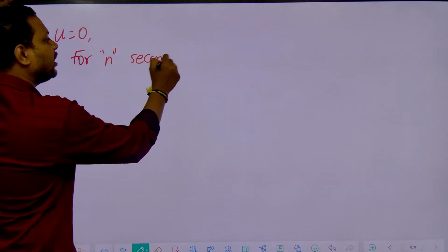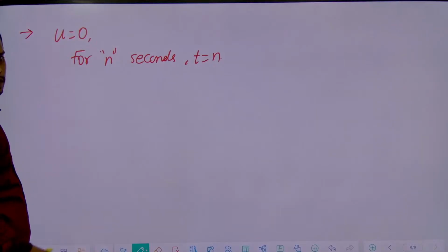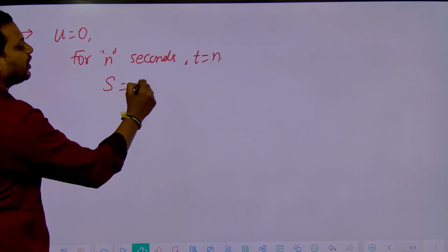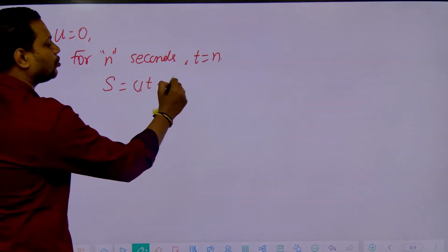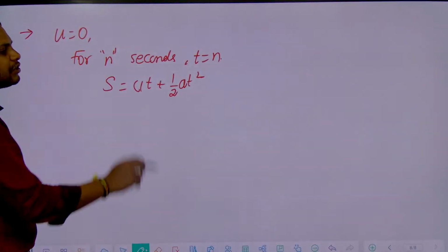Now for n seconds, time t is equal to n. Then what is the displacement for n seconds? You can write s is equal to ut plus half at square. Then u value is how much? 0.